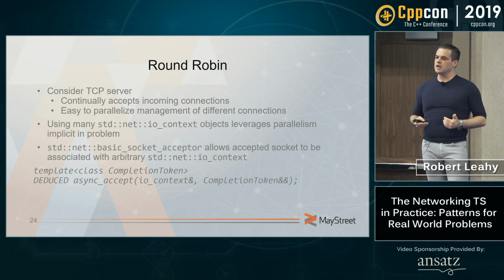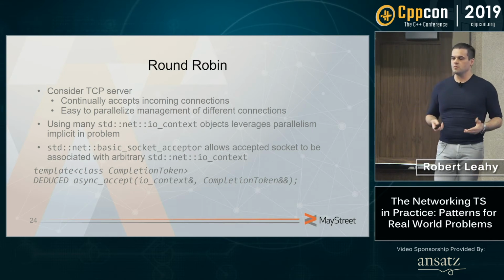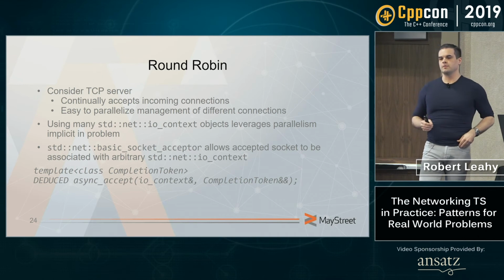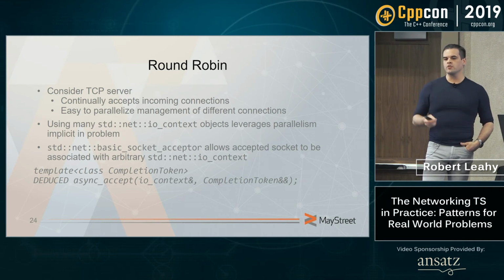And the class you use in the networking TS to accept TCP connections is basic socket acceptor, and it provides an overload which does exactly this. We can call async accept, give it an IO context, give it a completion token. And then when it pops a socket out the other side, that socket is going to be associated with the IO context you provided, not the IO context that was provided with the acceptor.